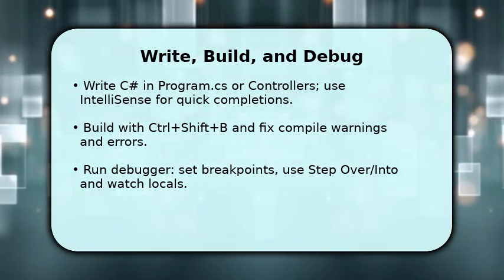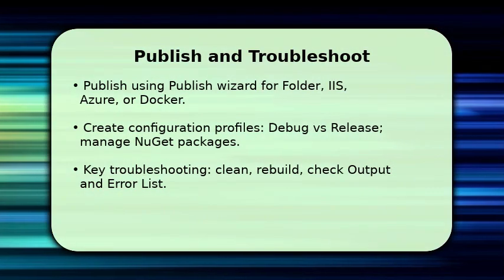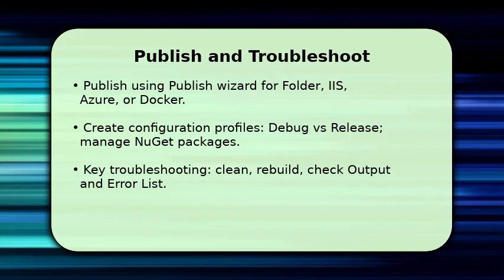clarify. You finish by preparing the app for deployment. Open Publish, choose a target like Folder, IIS, Azure, or Docker, and follow the profile steps. Switch configurations between debug and release, update NuGet packages, and optimize settings for runtime.